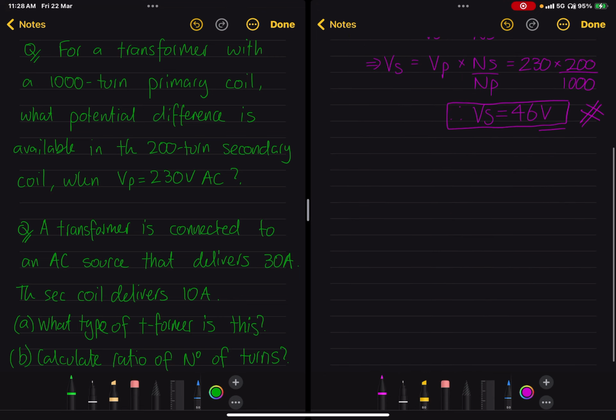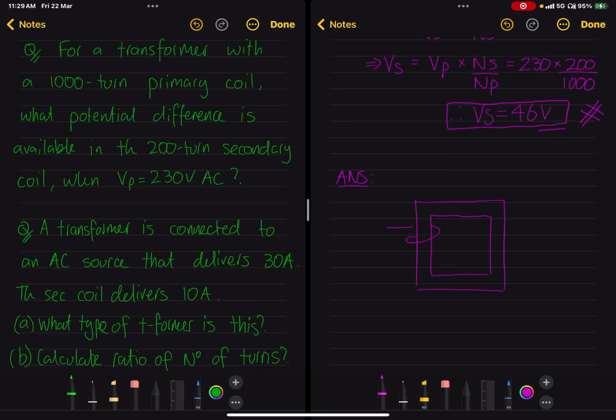Now we have a second question here. The question just below it reads that a transformer is connected to an AC source that delivers 30 amps. The secondary coil delivers 10 amps. We are asked what type of transformer this is, and to calculate the ratio of the number of turns. So let's draw a picture of this transformer. It usually helps to draw a diagram. Almost all the time in physics, if you are not drawing a diagram, you're doing something wrong.